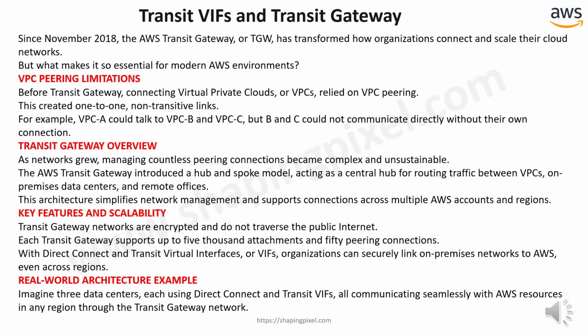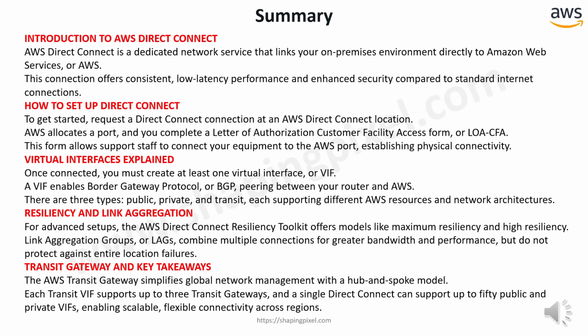Once connected, you must create at least one virtual interface, or VIF. A VIF enables Border Gateway Protocol, or BGP, peering between your router and AWS. There are 3 types: public, private, and transit, each supporting different AWS resources and network architectures. For advanced setups, the AWS Direct Connect Resiliency Toolkit offers models like Maximum Resiliency and High Resiliency.